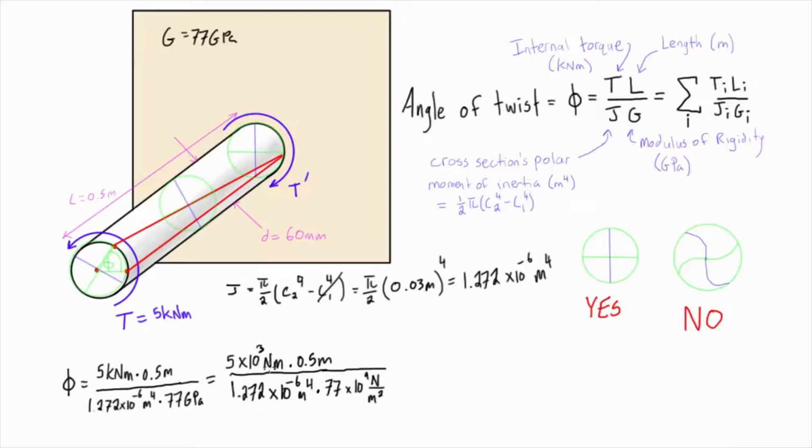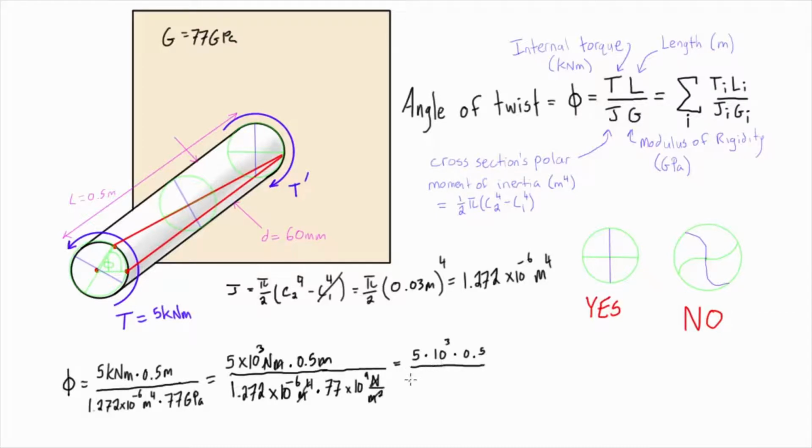Now if we look at this, the newtons on top will cancel out with the newtons on the bottom. Then we have 2 meters on the top, 4 meters here, and another 2 meters down here, so these are all going to cancel out, and we'll just be left with radians. So we can simplify this a little bit. We have 5 times 10 to the 3 times 0.5.